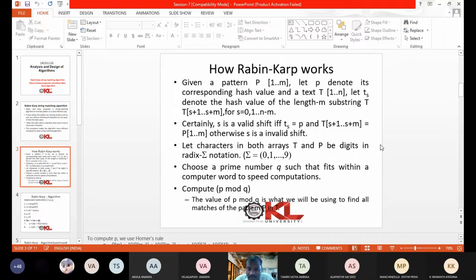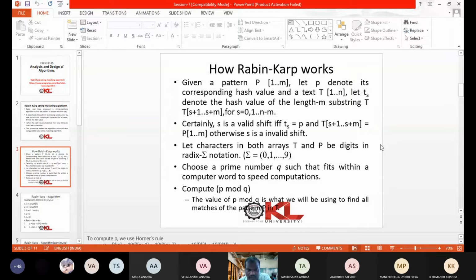Certainly, s is a valid shift if and only if the hash value of the pattern matches with the hash value of the string. So to do this, we choose some prime number q, so that it fits within a computer word to speed up computations. Normally we will take 255.